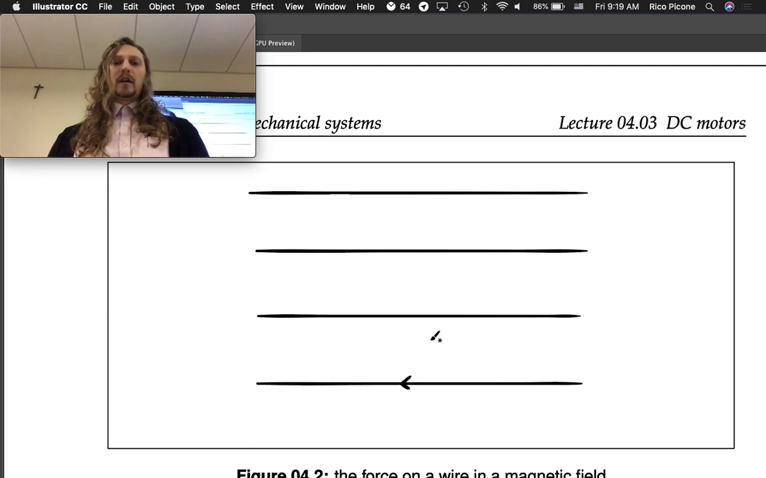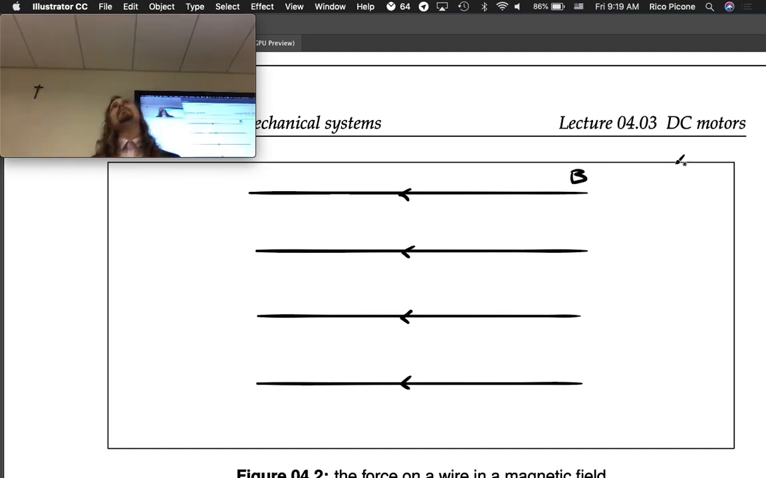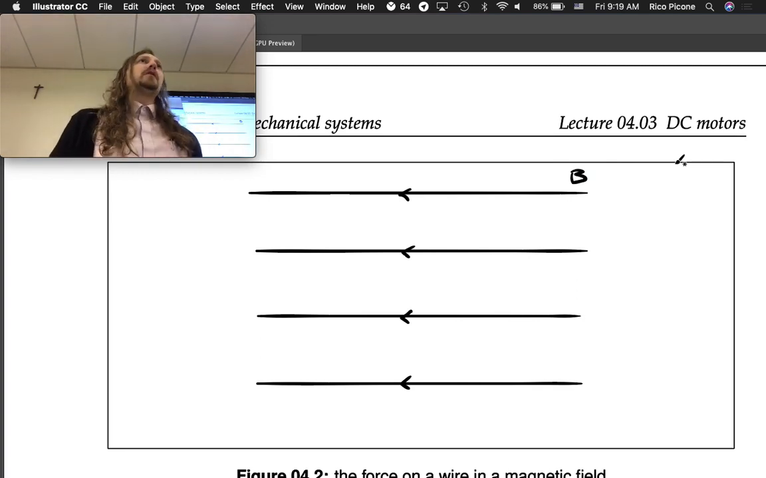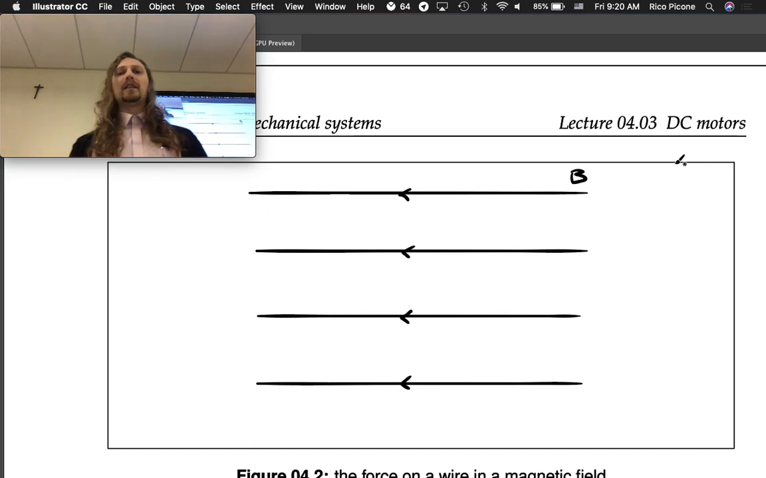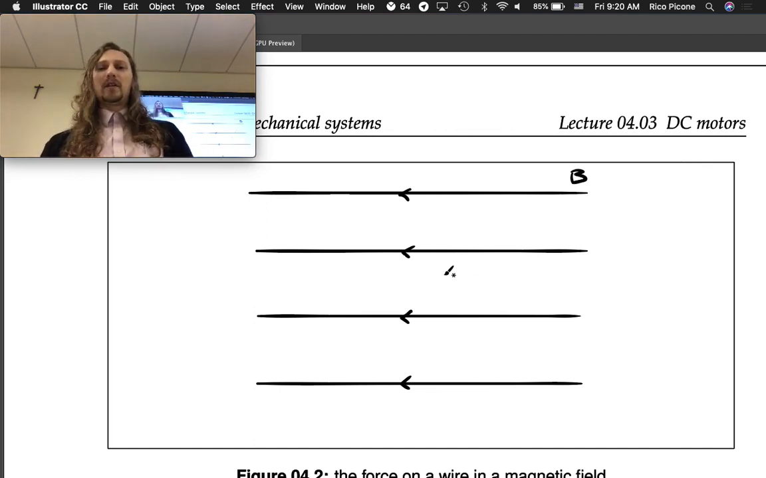So we'll have them all going this way. This is our B field. And we're going to put a wire through it. I mean, this is a three-dimensional thing that's happening here, right? But I'm going to do it in the plane so that we can more easily see what's going on. So I'm going to put a wire in the field, like right here. We're just going to see a cross-section of the wire. I'll make it a little bit bigger. A cross-section of the wire.